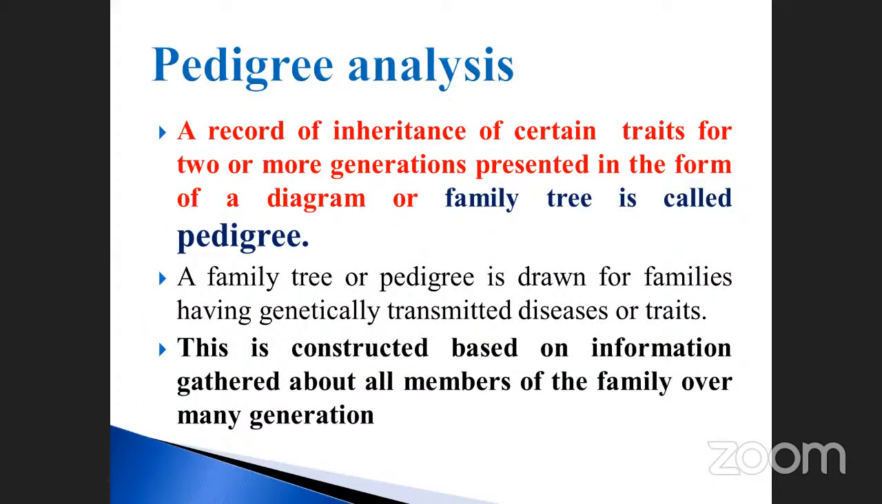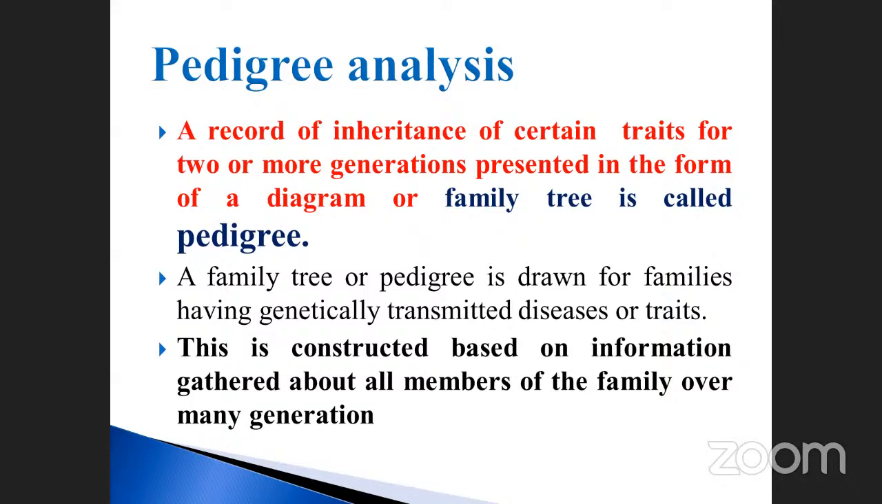And the next one is pedigree analysis. What is the meaning of pedigree analysis? Already we discussed. A record of inheritance of certain traits for 2 or more generations, presented in the form of a diagram of a family tree, is called a pedigree. Family tree, note it down, my dear students. I already told you, a family tree or pedigree is drawn for families having genetically transmitted diseases or traits. Suppose in a family the father or grandfather has some specific disease. How will you identify it? With the help of pedigree analysis only.